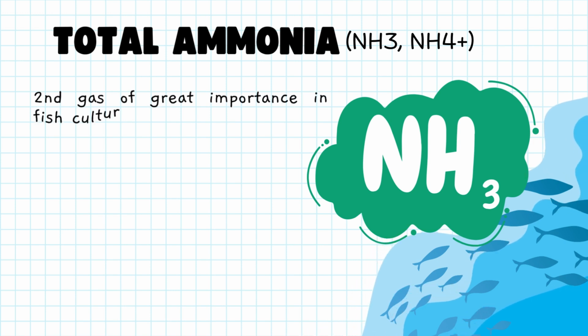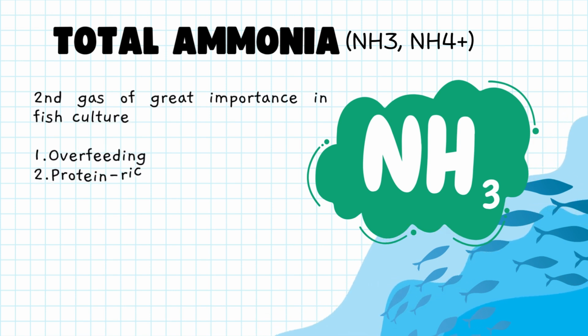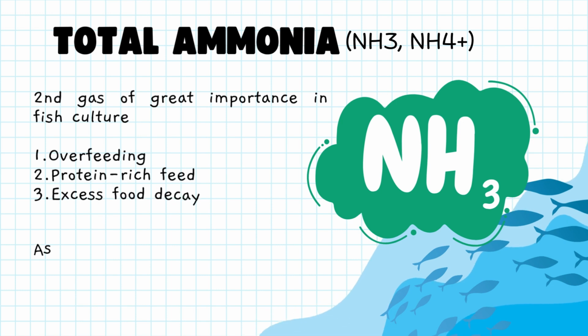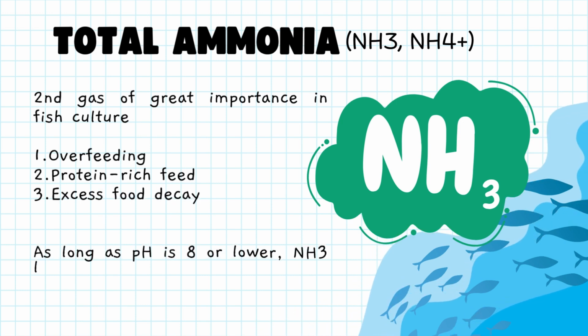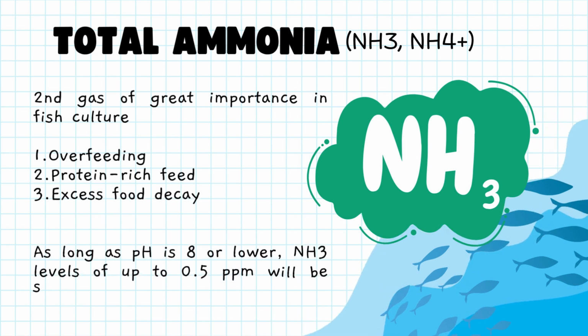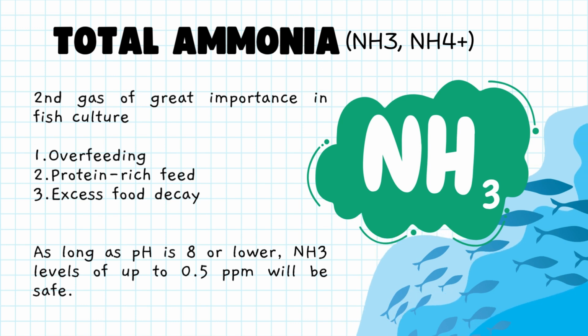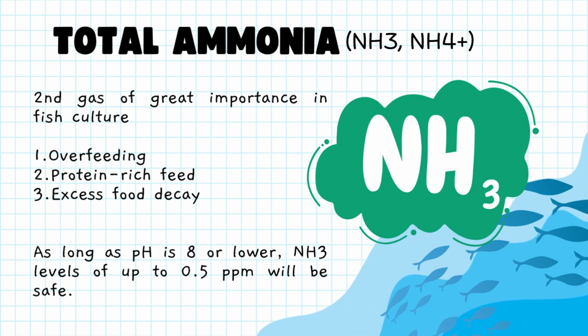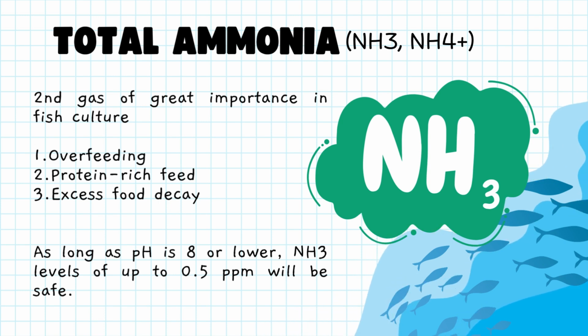Ammonia is the second most critical gas in fish culture, next to oxygen. It is produced from fish wastes, uneaten feed, and organic matter decomposition. High ammonia levels are toxic to fish and can cause gill damage, making it difficult for fish to breathe, stress and weakened immune systems, leading to disease outbreaks, reduced growth rates, and poor feed conversion.